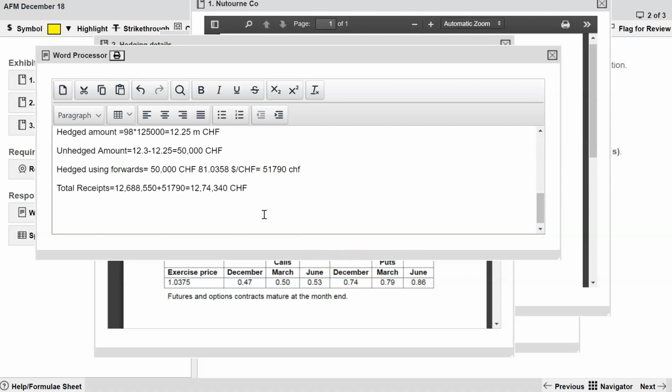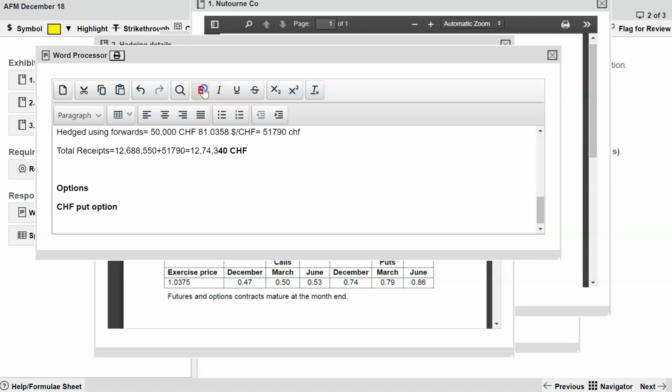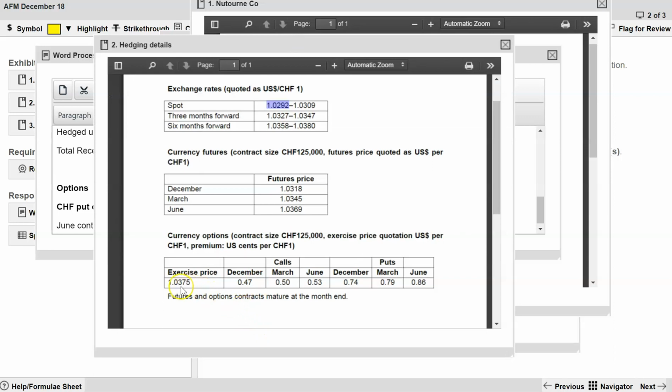Okay, now let's start with the options. So the first step will be the same, the currency is the same. Receipt is 12.3 million. If you have to sell the contract, you will select the CHF put option. Contract will be the same June contract, and the rate will be 1.0375.